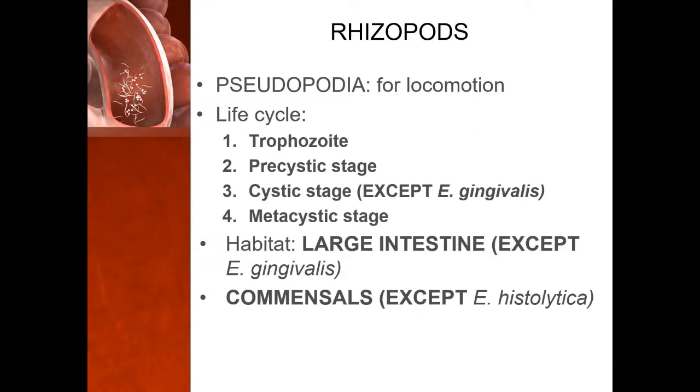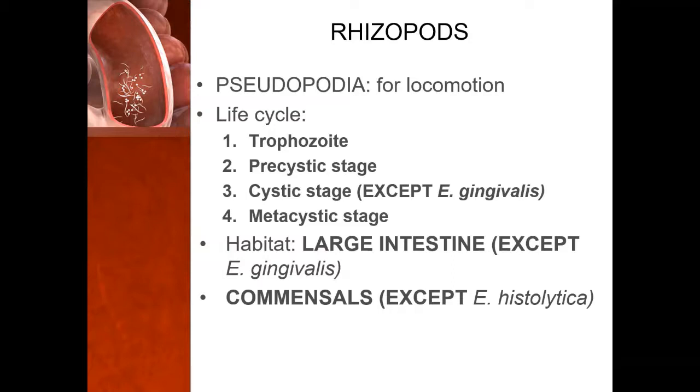So first one is rhizopods. Their locomotory organelle is the pseudopodia. The life cycle involves the trophozoite, the pre-cystic stage, cystic stage, and the metacystic stage. And please take note of this. All amoeba have trophozoite and cystic stage. Only one does not have the cystic stage, and that is Entamoeba gingivalis.